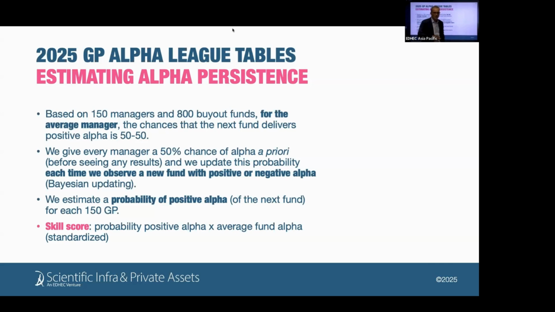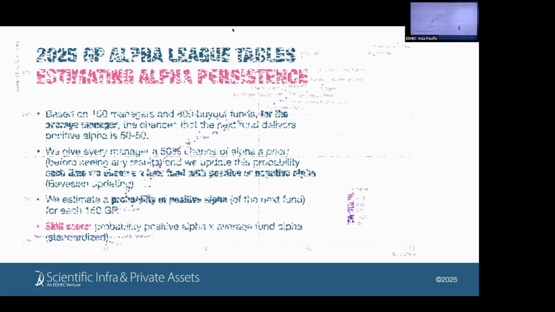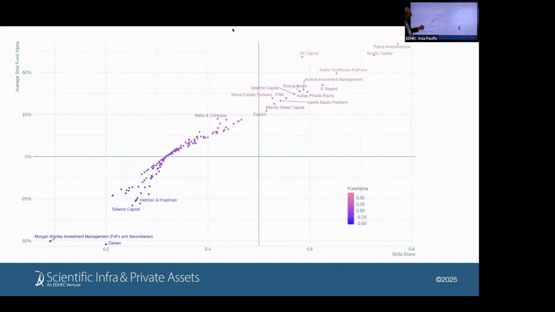So this is how we estimate on an ongoing basis the probability of positive alpha, and we did this for 150 GPs. And having done this, we turn it into what we call a skill score, which is basically the probability of positive alpha of the manager times the average alpha across all their funds weighted by NAV. And we standardize this between 0 and 1, and that gives us a score, which is an indication of how skillful these managers are. And if you calculate this score, it looks like this.